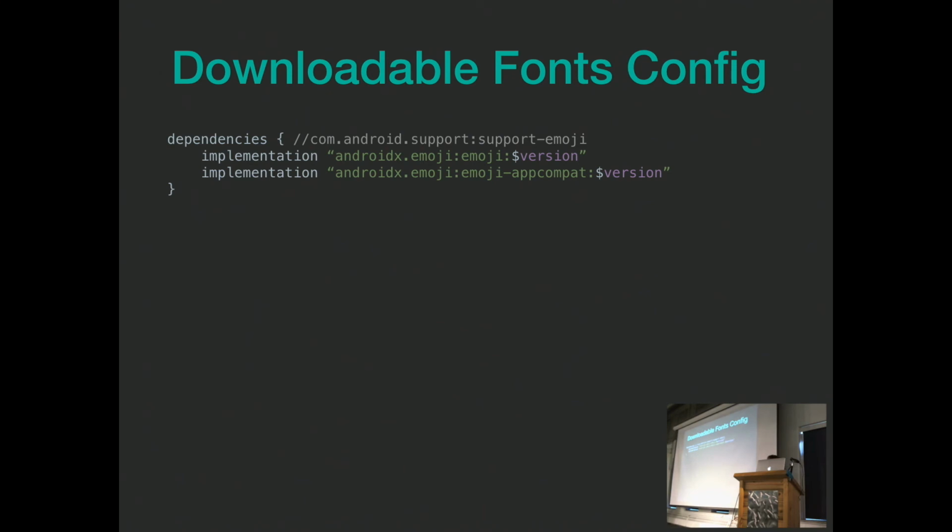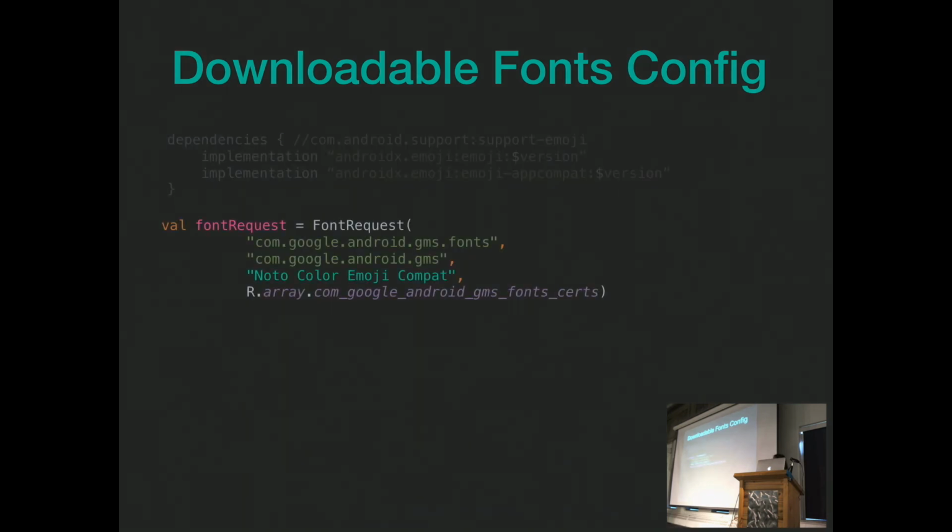So how do we use it? You can use it using downloadable fonts. Put in the dependencies. The first one is for regular widgets. The second one is if you use AppCompat widgets. Set up the font request like you've seen before, except that the font here that you're requesting is the support font, in this case, Autocolor Emoji-compat, which can render the latest emojis for Android.